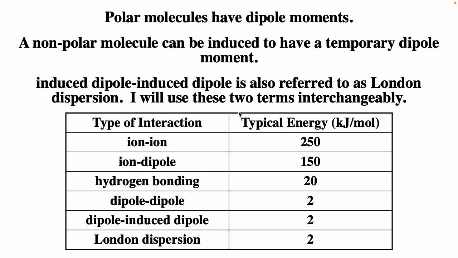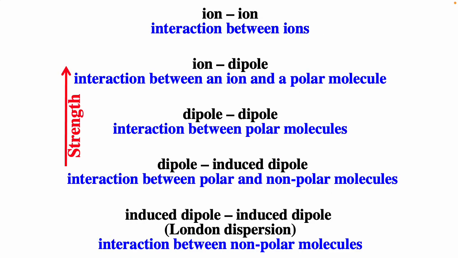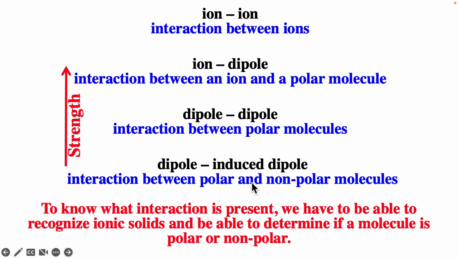And so polar molecules have dipole moments. That's why when we see dipole, we think polar molecule. And a nonpolar molecule can be induced to have a dipole moment, and that's why we say induced dipole interaction. And induced dipole is also referred to as London dispersion. I'll use those two terms interchangeably. And again, of these, ion is the strongest, then ion-dipole, dipole-induced dipole, and London dispersion is the weakest.